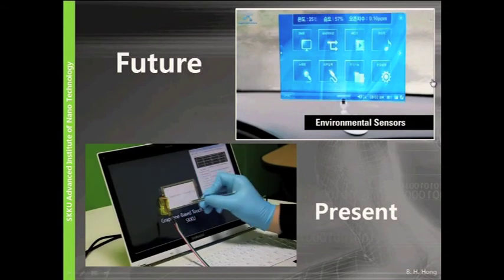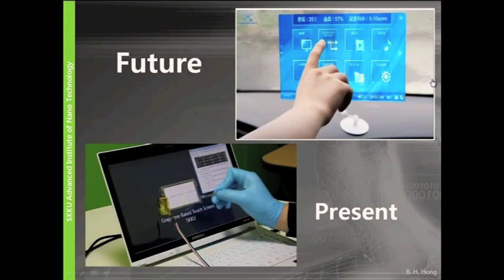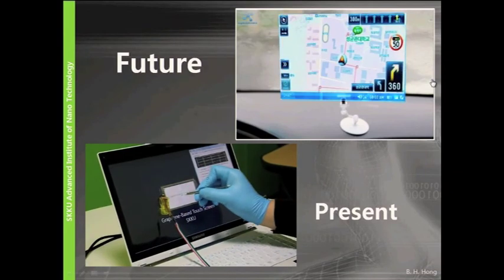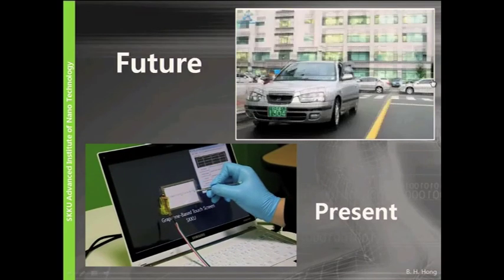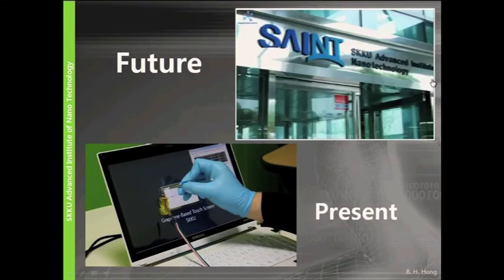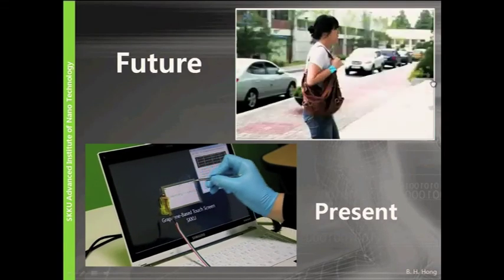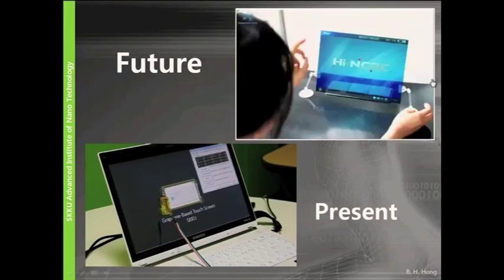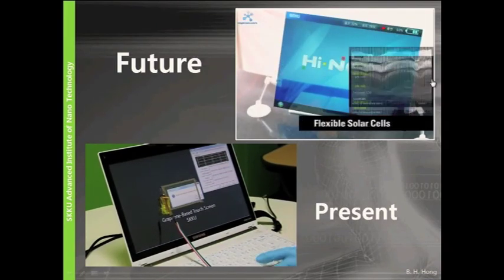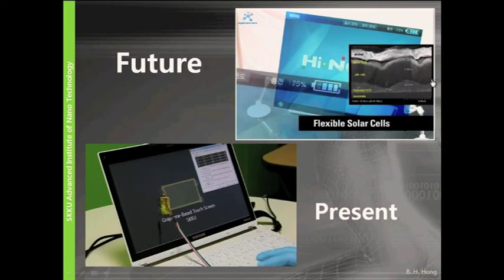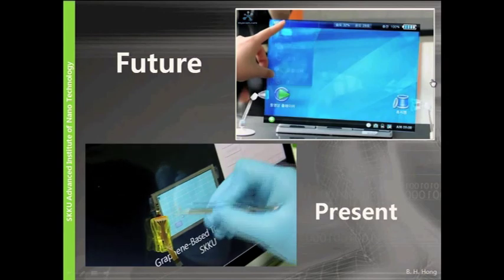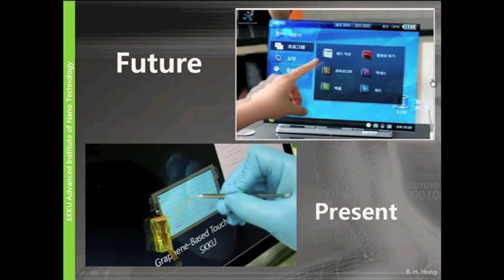So I think we probably need to wait longer than 10 or 20 years to see these flexible devices. But I guess we need hope. We have a dream. So I guess graphene will contribute a lot to flexible electronic applications in the future. Okay, thank you for your attention.